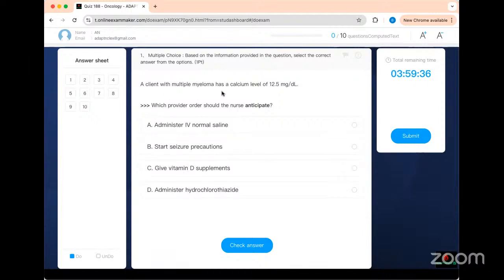A client with multiple myeloma has a calcium level of 12.5 milligrams per deciliter. Which provider order should the nurse anticipate? Test taking strategy: just go for the buzzwords, right? I have a calcium of 12.5. What do I expect? Normal saline, seizure precaution, vitamin D, and hydrochlorothiazide.